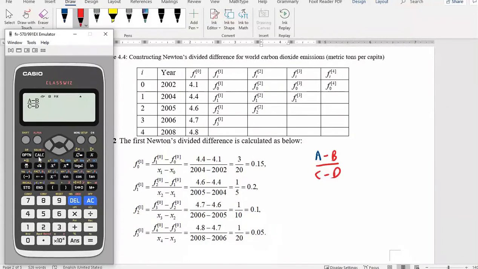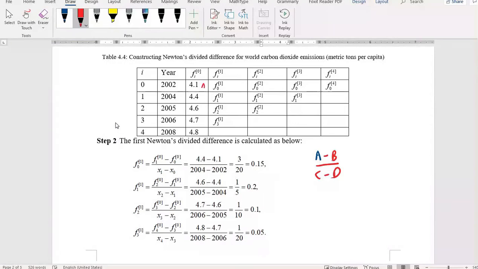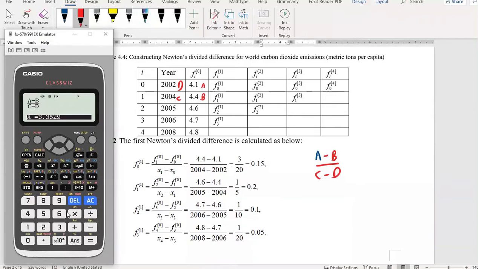And then you calculate. You just identify the values in F01. This is my A, this is my B, this is my C, this is my D. Then you input: for A, you just put 4.1, and then B 4.4, C 2004, D 2002.